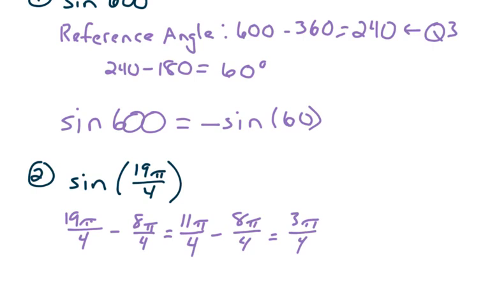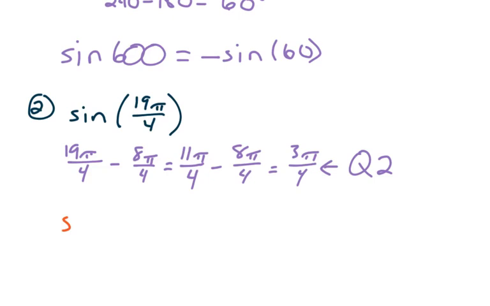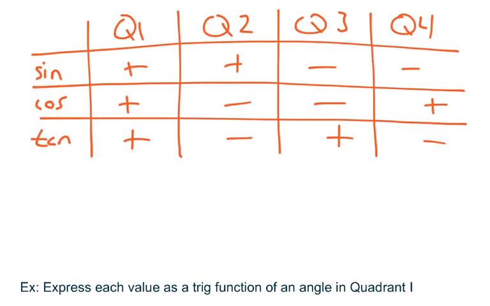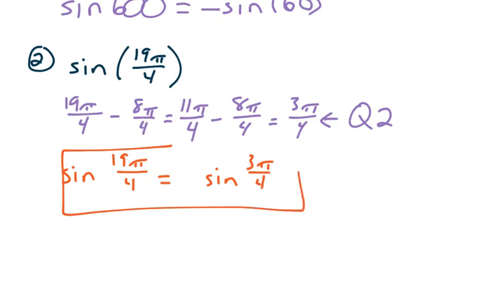3 pi over 4, if you don't have the unit circle, take a look at it, but this would be 135 degrees in terms of degree measures, and 3 pi over 4 is in quadrant 2 this time. Okay, so how we're going to write this answer, we can say the sine of 19 pi over 4 is equal to the sine of 3 pi over 4. Now, quadrant 2 sine, let's go back up and look. Quadrant 2 sine is right there. It's positive. So this is our final answer right here. Sine of 19 pi over 4 is the same as sine of 3 pi over 4.